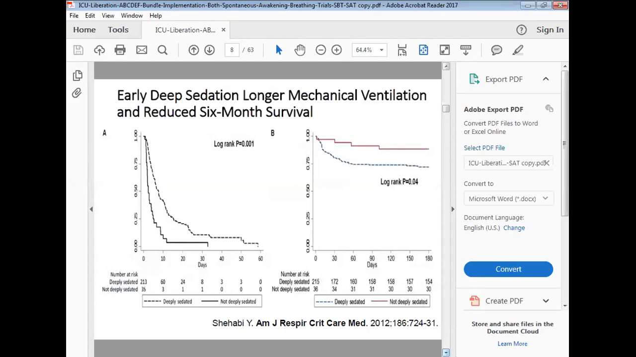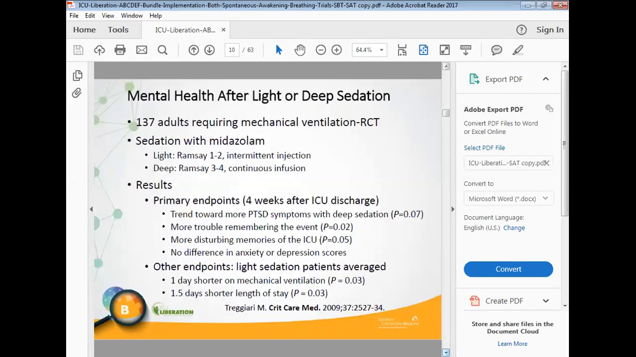So this is from one study that looked at deep sedation versus not deep sedation, and these are called survival curves. It shows statistically that patients who are heavily sedated do worse. They're more likely to die. It's not a joke. It's a serious business. So please, very important, I think all of us need to go to our units and work on this issue. Oversedation is harmful for patients.